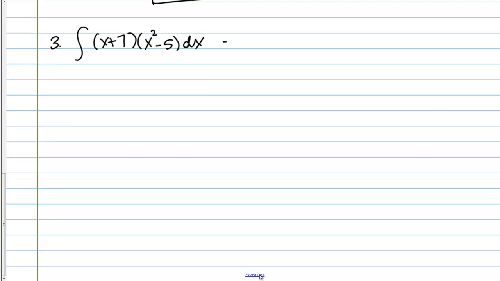And actually, this is a lot like when we learned to take derivatives, right? At the very beginning of taking the derivative, if I had asked you to take the derivative of this, you might have chosen to FOIL it out first. And that's what I'm going to do. So if I FOIL this out, I get x cubed minus 5x plus 7x squared minus 35.